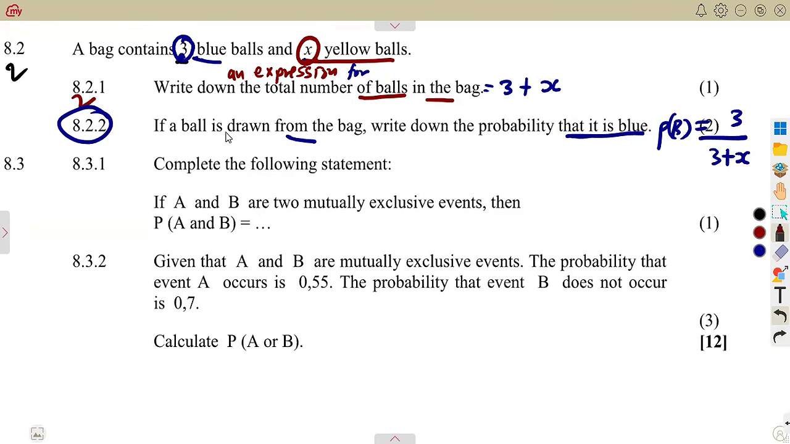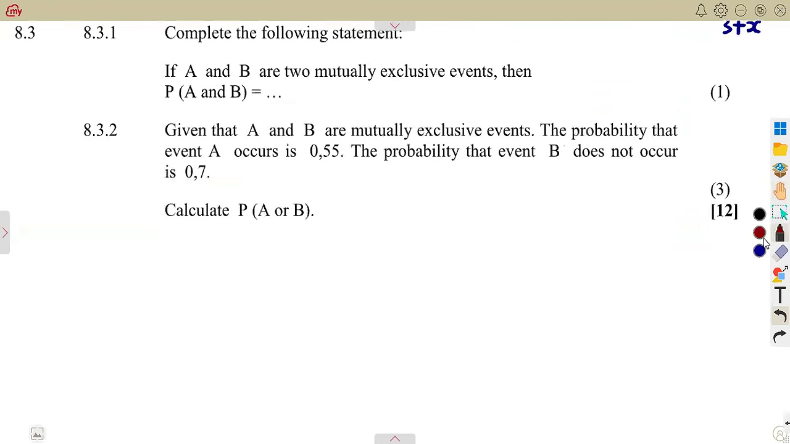So again, this is an expression. Write down the expression for the probability. It's supposed to be an expression for the probability of this. All right. Anyways, that is what you're supposed to have in terms of x.